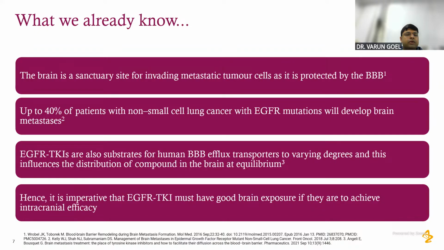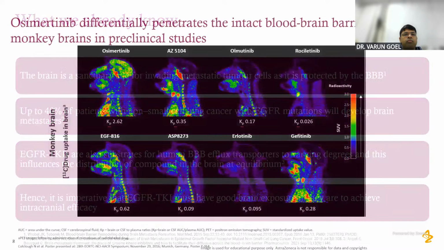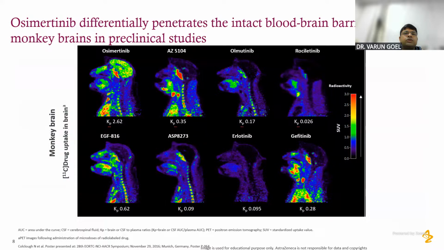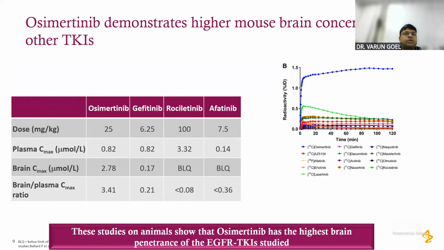Hence, it is very important that out of all EGFR TKIs available to us, maybe first, second, or third generation TKI, we should use the drug which has good brain exposure to achieve intracranial efficacy. So osimertinib differentially penetrates the intact blood-brain barrier in monkey brains in preclinical studies, and has demonstrated higher mouse brain concentration than other TKIs. So these studies on animals show that osimertinib has the highest brain penetration out of all available EGFR TKIs which have been studied till now.